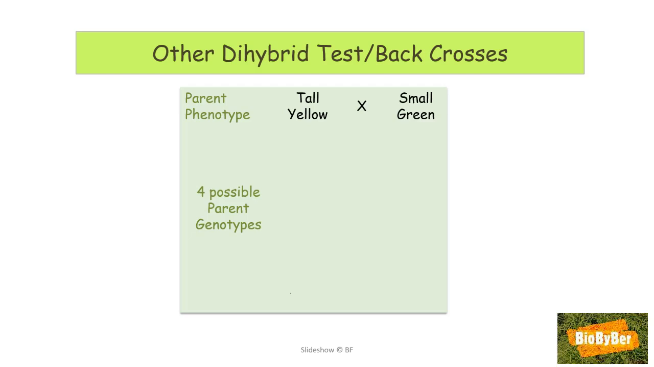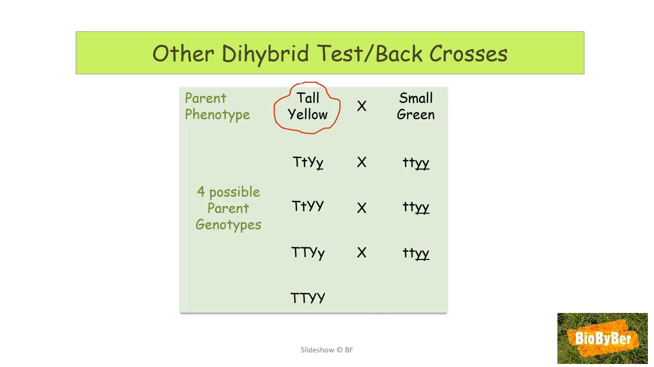Let's have a look at this again. When you actually look at the cross that we've just carried out, the parent's phenotype is tall and yellow. But when you think about it, there are 4 possible genotypes for that phenotype. You could have big T small t, big Y small y, which is the cross we've already carried out. You could have big T small t, big Y big Y. You could have big T big T, big Y small y as a possibility. And you have the 4th possibility of big T big T, big Y big Y.